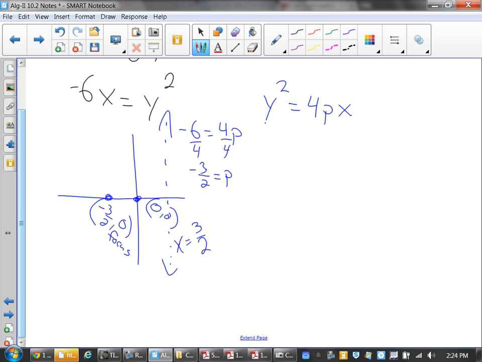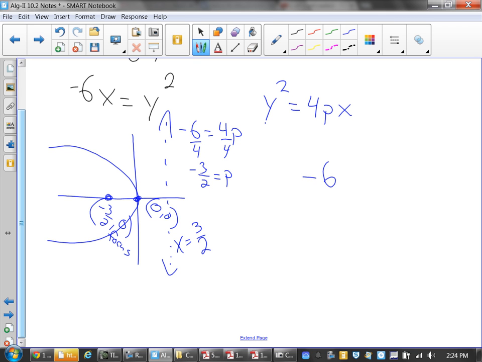Okay? I know it's got to open to the left. Remember, your curve is going to go towards the focus. And what's left? Your points. Now, here's where it gets interesting.